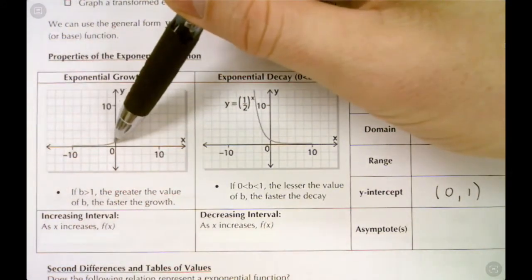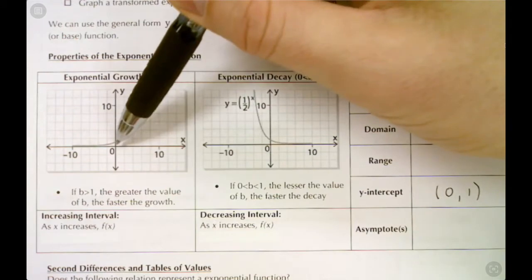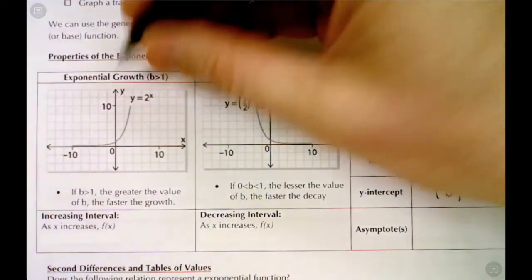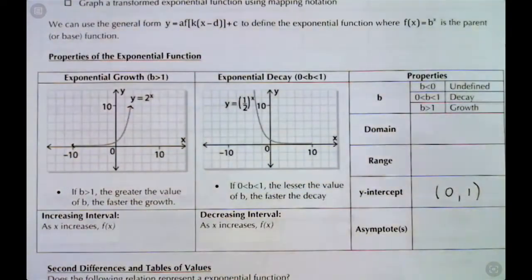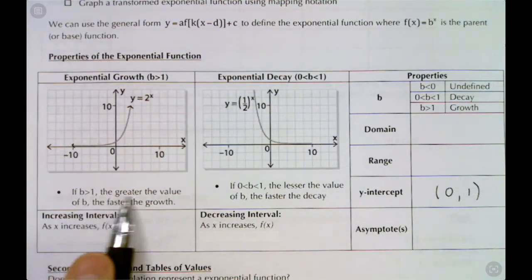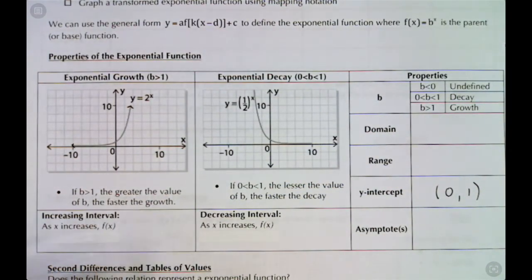And then after 1, since we're repeatedly multiplying by 2, the number gets bigger quicker, and that number grows quite rapidly. Now, the bigger the base, the more quickly it grows. If b is greater than 1, the greater the value of b, the faster it grows.